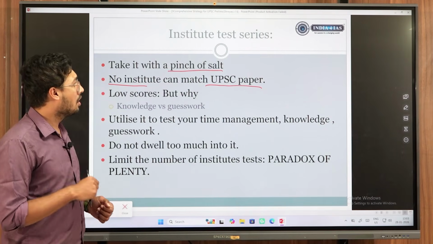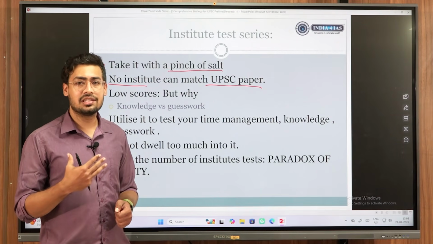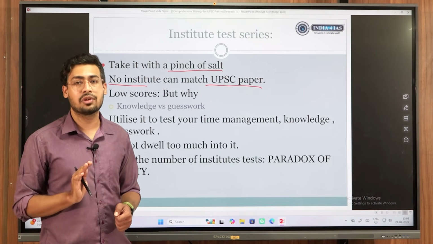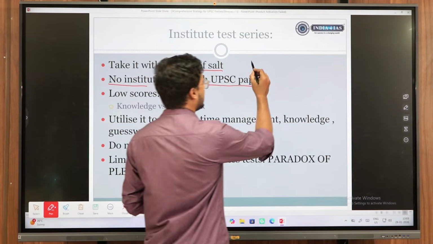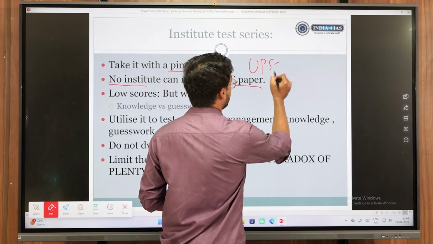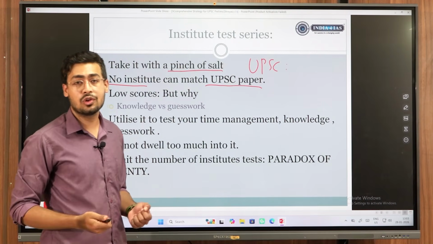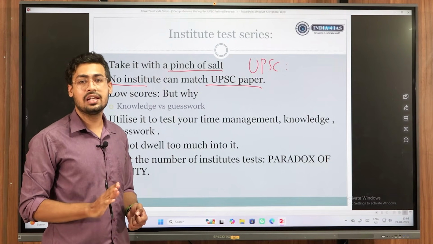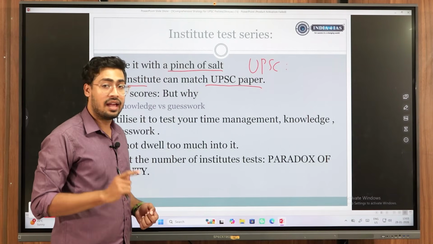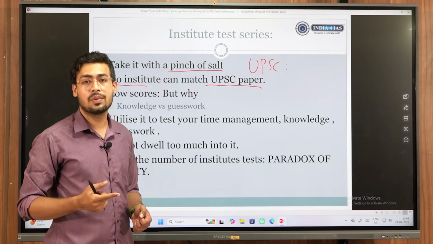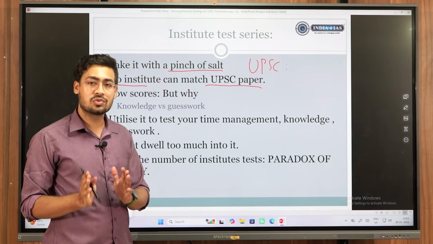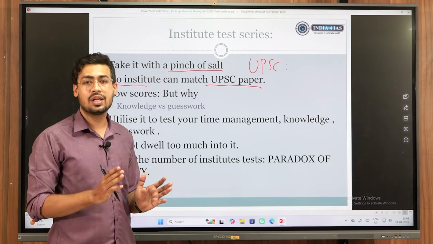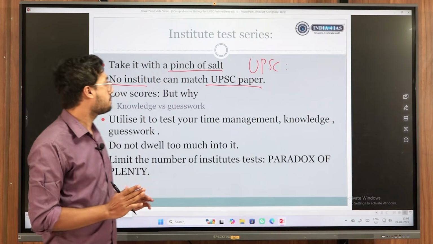So when we are giving institute test series, we need to understand that the UPSC paper will be different, and we need to be ready for that. That is why UPSC is commonly said to be the unpredictable service commission, because you frankly do not know what is going to happen in the actual paper, what kind of questions will be asked. But we need to be ready to face those unpredictable questions, and we need to face them in the mocks, because when we attempt difficult questions in the mock test, we will be ready to attempt those difficult questions in the actual UPSC paper.